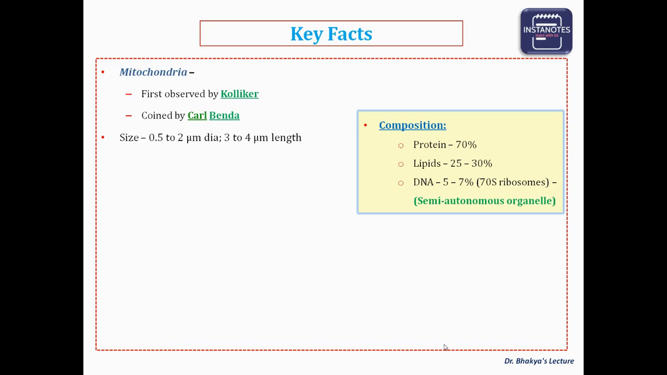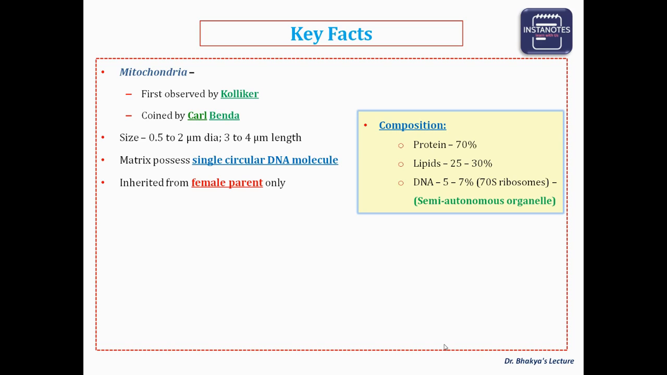Coming to the composition of this organelle, it consists of 70% protein, 25 to 30% lipids, and 5 to 7% DNA, along with 70S ribosomal units. The presence of DNA makes this organelle a semi-autonomous organelle. The single circular DNA molecule is usually present in the matrix region of the mitochondria.